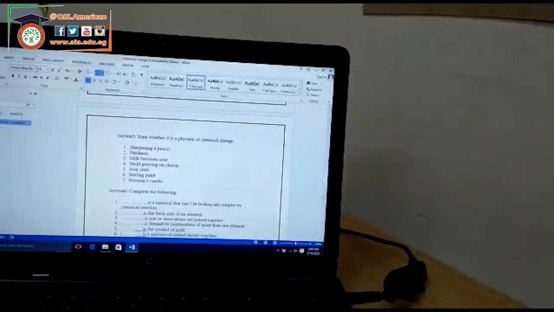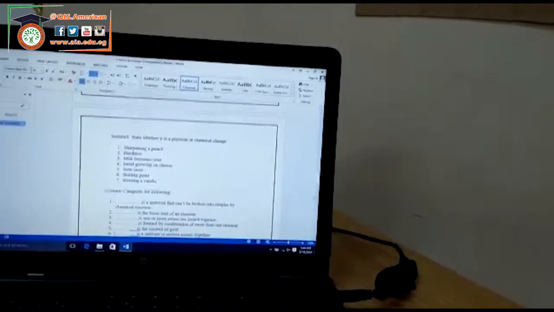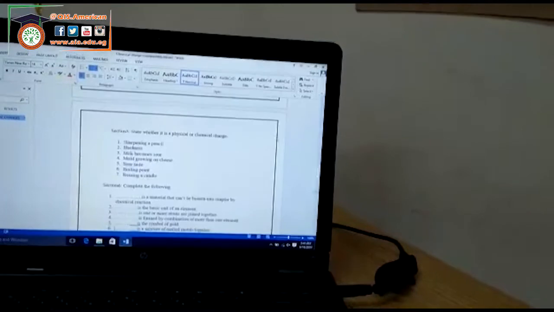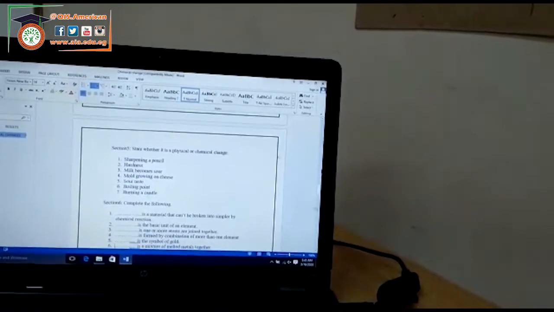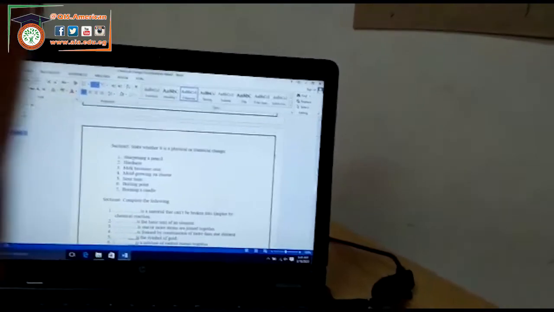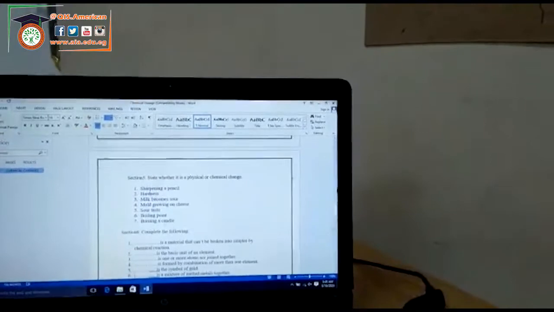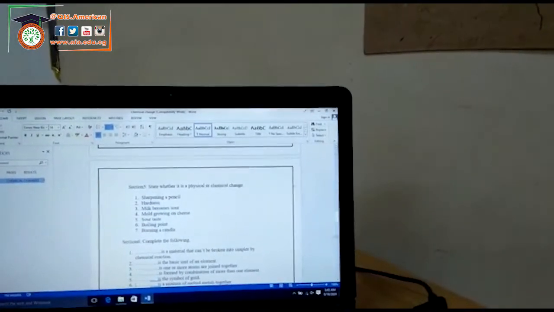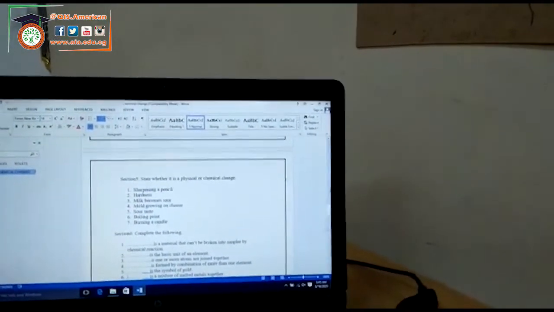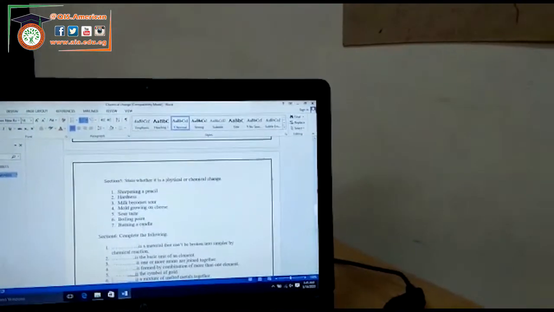Do you remember when we burn a candle, what will happen? It gives us heat and light. So it is a chemical change. Burning a candle is a chemical change. But can it be a physical change? Yes. If you said melting a candle, it can return to a candle again. Okay? So it is a physical change.